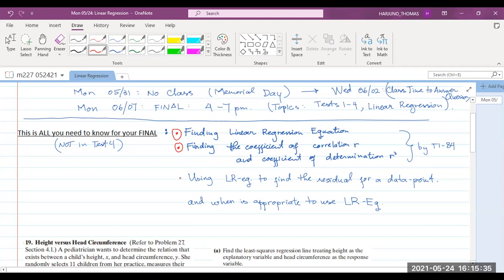And then after that, we will use the linear regression equation to find the residual of a data point, and some explanation on when it is appropriate to use that linear regression equation. Then after I'm done with two examples, I will go further into the technical explanation. But I believe the technical explanation was already well discussed in my lecture video.